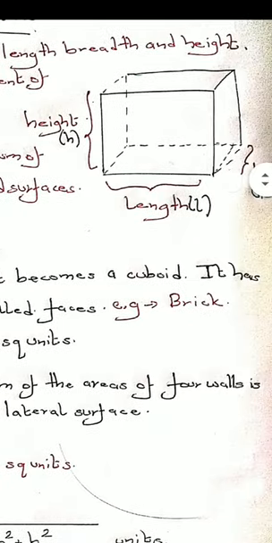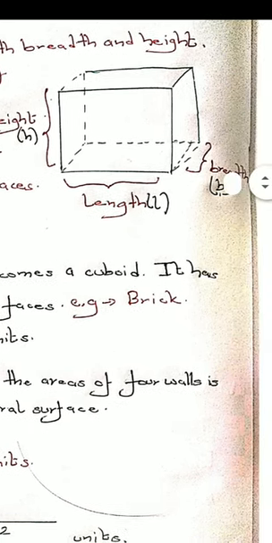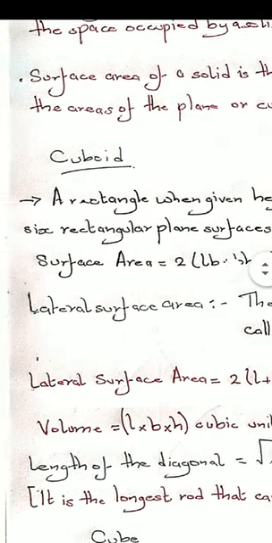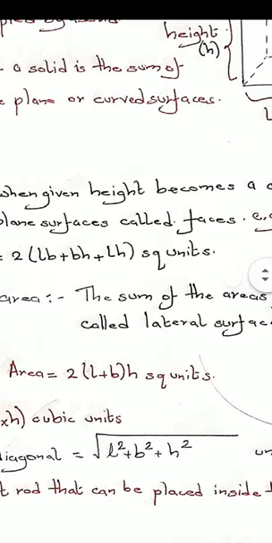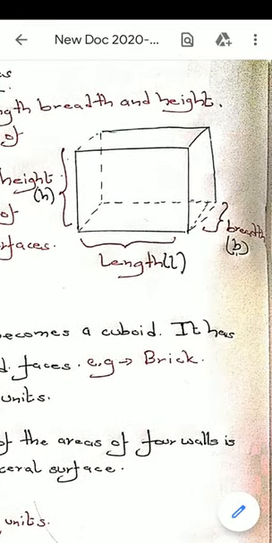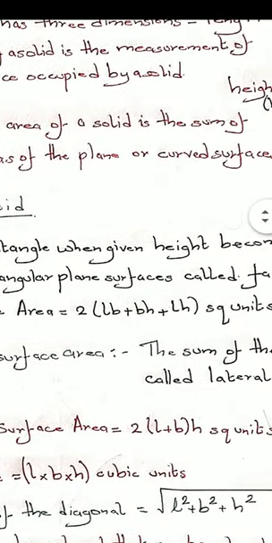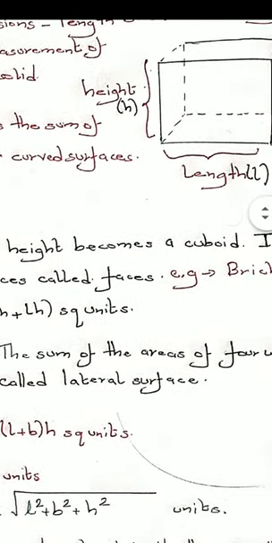Here I'm taking one example of a cuboid whose length is L, whose height is H, and whose breadth is B. So let us start with the cuboid. What is a cuboid? A rectangle when given height becomes a cuboid. That means in this case it will be length, breadth and height, all of them numerically unequal. So length, breadth and height will have their own set of values. It also has six rectangular plane surfaces called faces. Imagine a room. A room has six sides, right? Four walls, one floor and one ceiling.